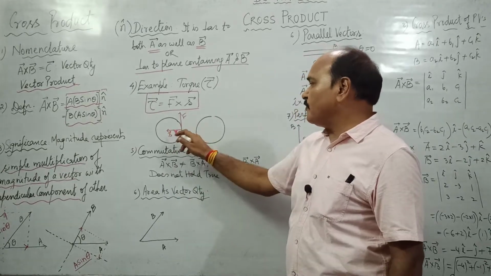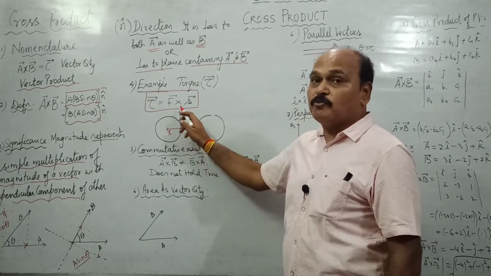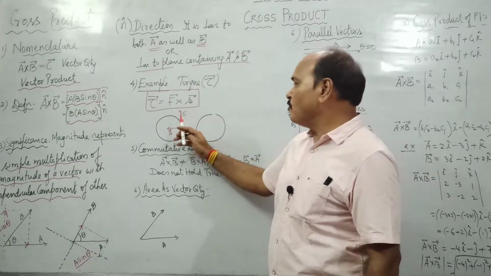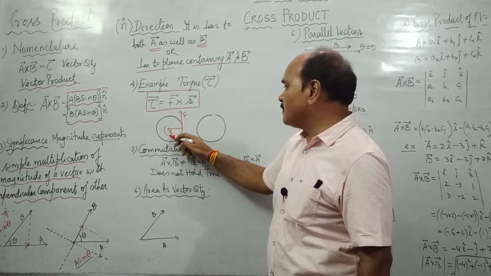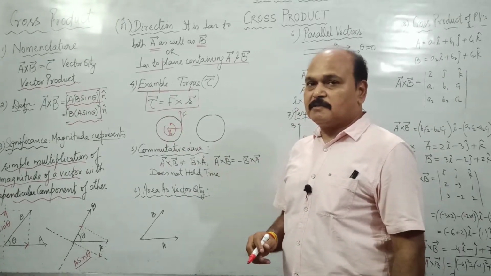So what is F cross S? As we apply a tangential force like this over a screw, what happens? The screw rotates in this direction, that is, the anti-clockwise direction.